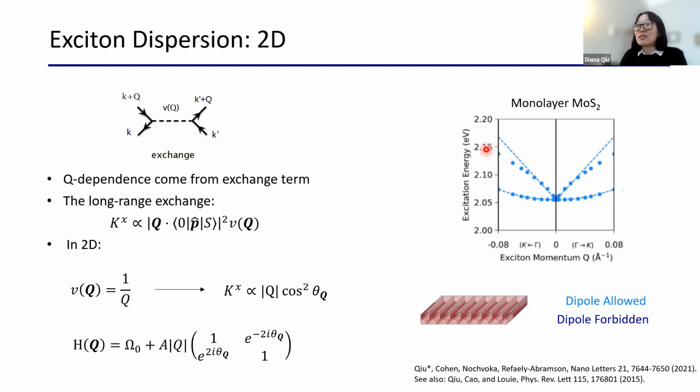There's a longitudinal solution that disperses as the absolute value of q, giving you this V-shaped upper branch. And then there's a transverse solution that gives you the parabolic lower branch. And one important thing to note is that in 2D, unlike in 3D, the transverse and longitudinal branches both can couple to light, because they couple respectively to the longitudinal and transverse components of the in-plane projection of the light.